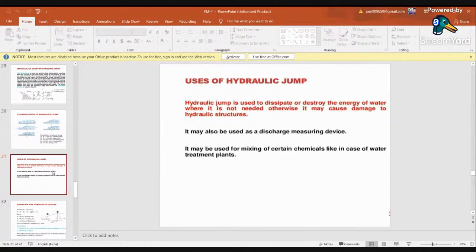It may also be used as a discharge measuring device. Another use is for mixing certain chemicals, as in a water treatment plant. In a water treatment plant, there can be a hydraulic jump just to mix the chemicals.